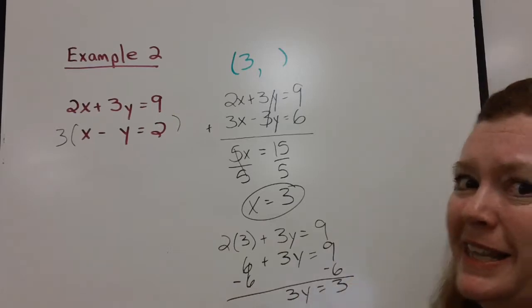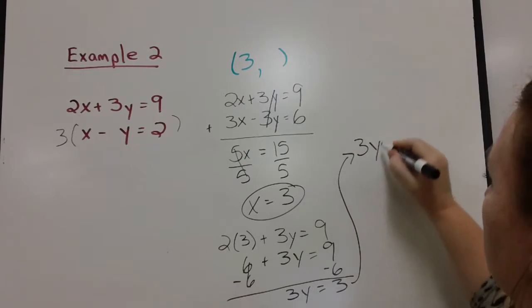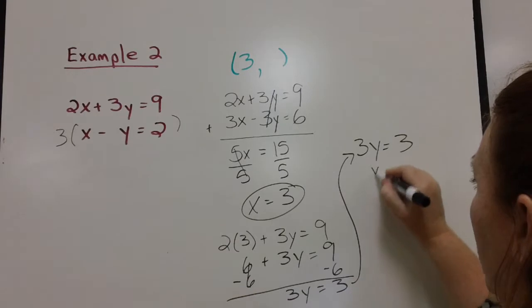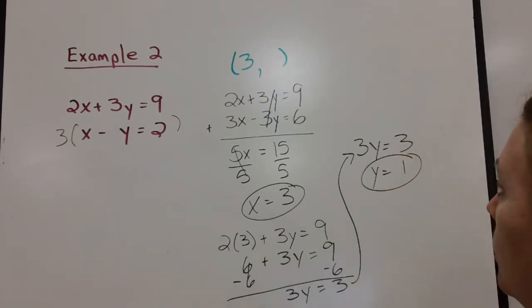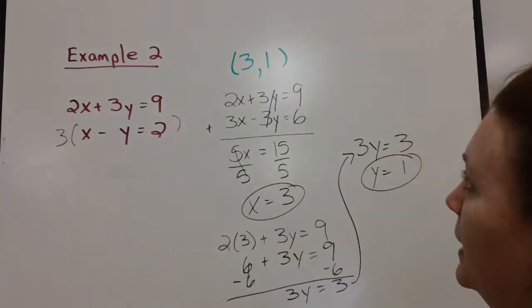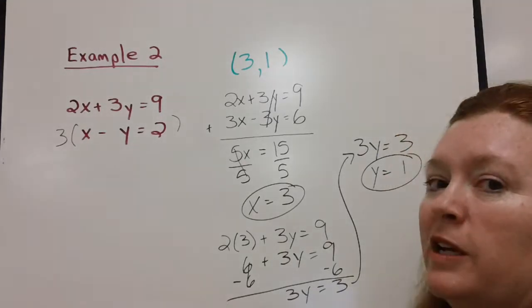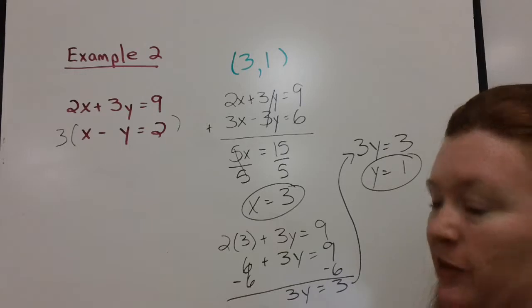Oh, I hope you can see this. I'm going to bring it right back up here just in case. 3y equals 3. Divide both sides by 3. Y is 1. So now I have a y coordinate. Gee, I hope it's right. You should never even wonder. I still need to check it, and if I check it, then I know it's right.